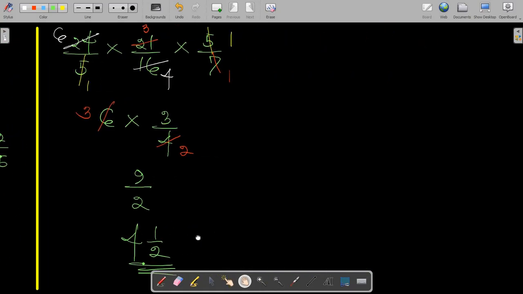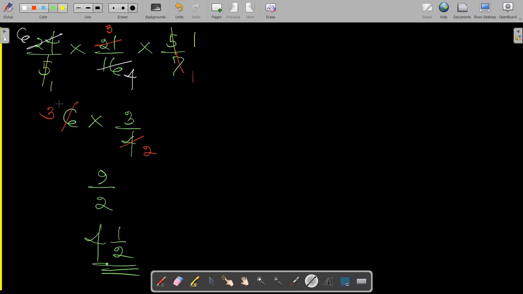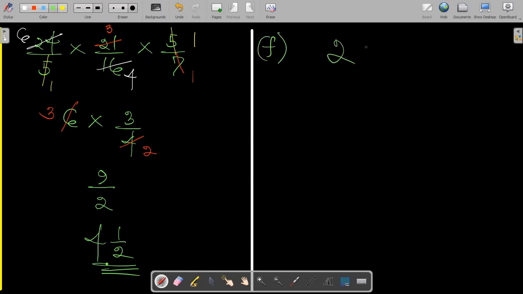Now let's move on to the 6th question on division. Let's say we are given the F part. We are given 2 whole number, 2 over 3 to multiply by 1 whole number, 1 all over 5, then to divide 4 whole number, 4 over 5.